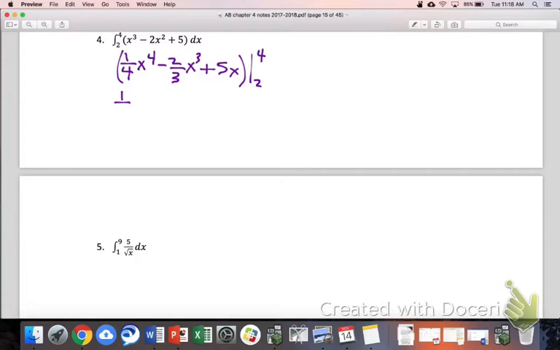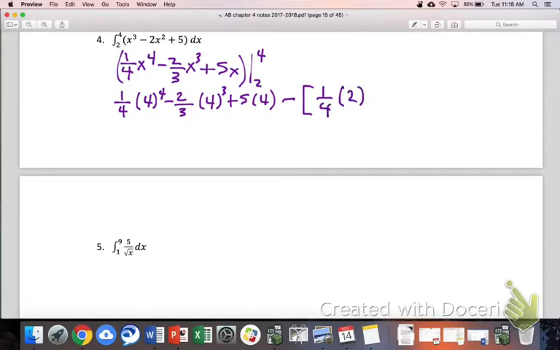So it would look like this: 1/4 times 4 to the 4th minus 2/3 times 4 cubed plus 5 times 4. That's plugging in the 4, of course, and then we will also plug in the 2. So minus, here's where you can get into trouble. Catherine's question about parentheses was good. You can get in a lot of trouble if you don't put parentheses here, because we're going to be subtracting multiple terms. So please do be very careful with your parentheses. So it'd be minus 1/4 of 2 to the 4th minus 2/3 times 2 cubed plus 5 times 2.